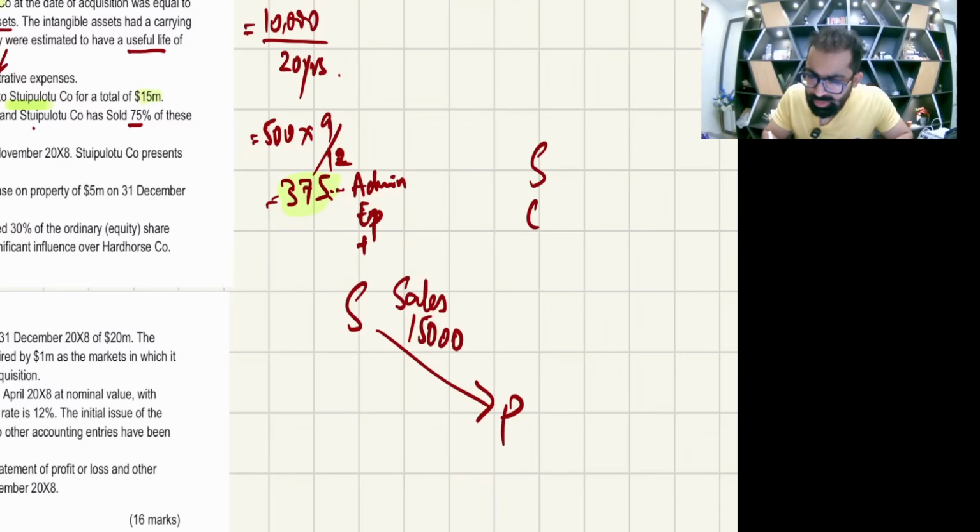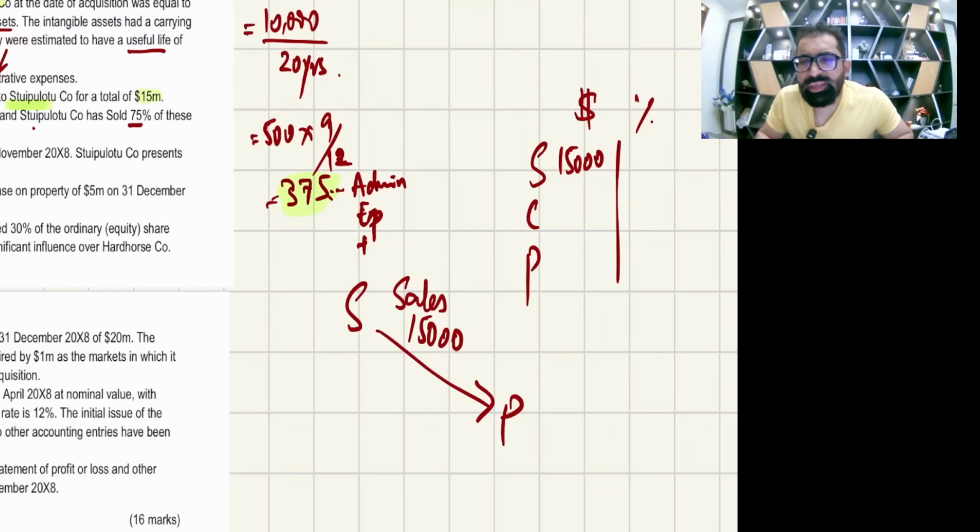We'll write SCP percentage and dollars. The sales price for the S company is 15,000. And how does S company calculate profit? How does S company use markup? In markup, cost is always 100, profit is 25, so this is 125.